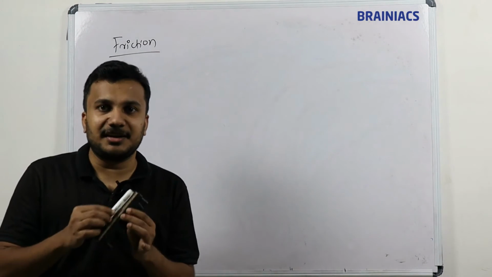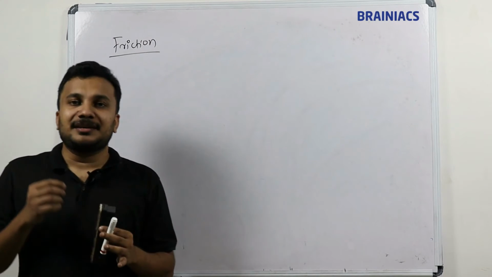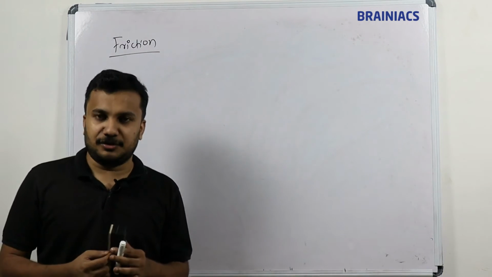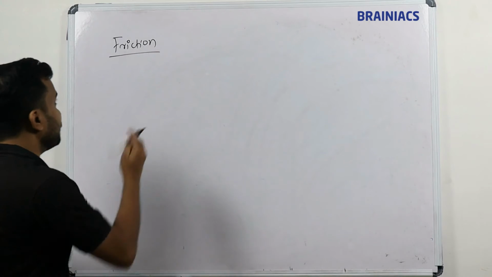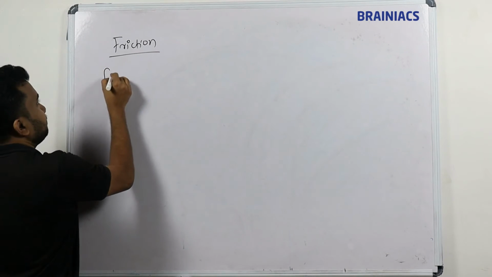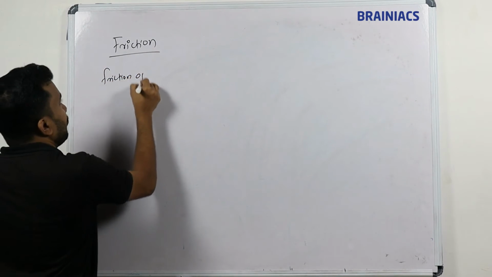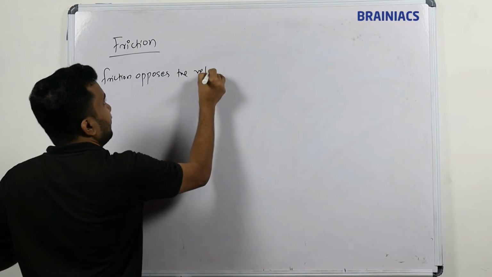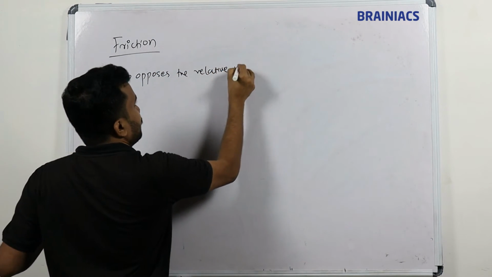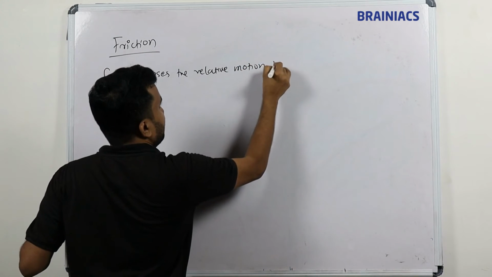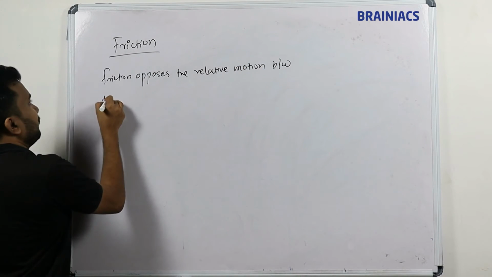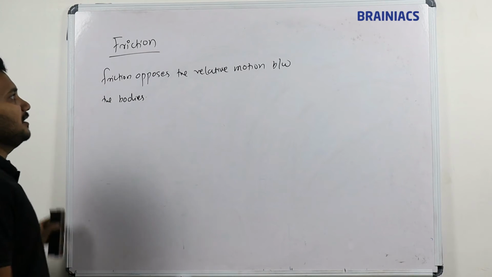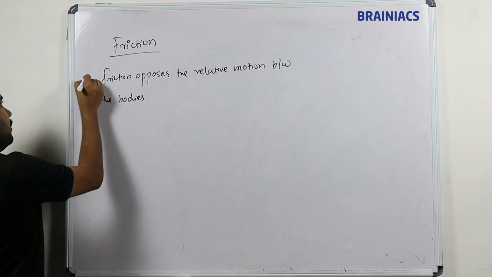Whenever there is relative motion between two bodies, friction is a force which opposes the relative motion of the body. So we'll write down the definition of friction. Friction opposes the relative motion between the bodies. Friction opposes the relative motion between the bodies.